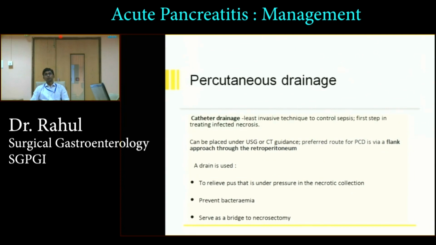Initially we should always start with percutaneous drainage. It is usually done under ultrasound or CT guidance, and the drain is used to relieve pus when it is under pressure in the necrotic collection. That will prevent bacterial translocation and will serve as a bridge to necrosectomy as well, because it provides a route to access that collection.